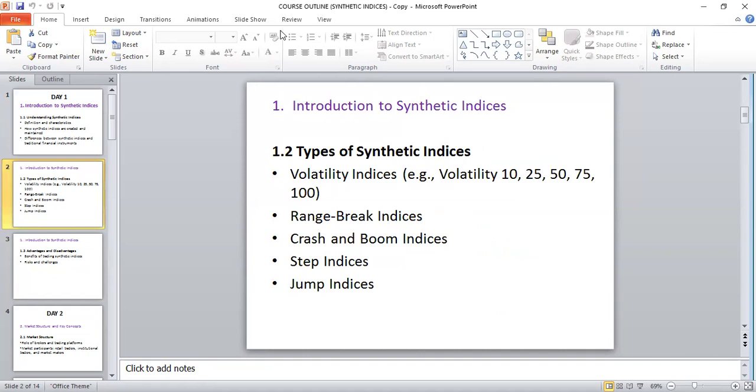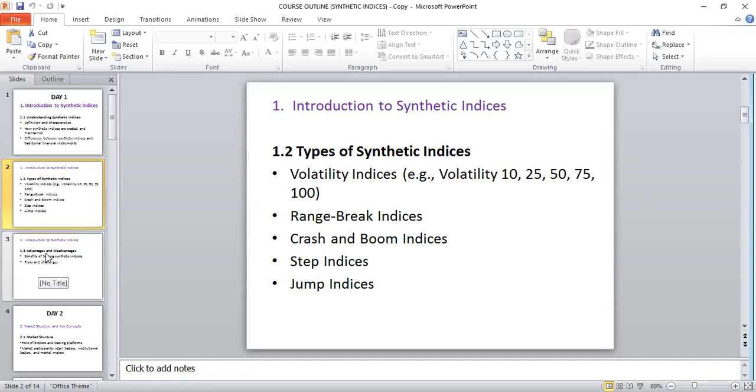When we look into the introduction to synthetic indices, under that we talk about the types of synthetic indices: volatility indices, which are 10, 25, 50, 75, 100, and range break indices. Then we look at crash and boom, step indices, then jump indices. After that, I'm going to look into another phase, which will end today's class.